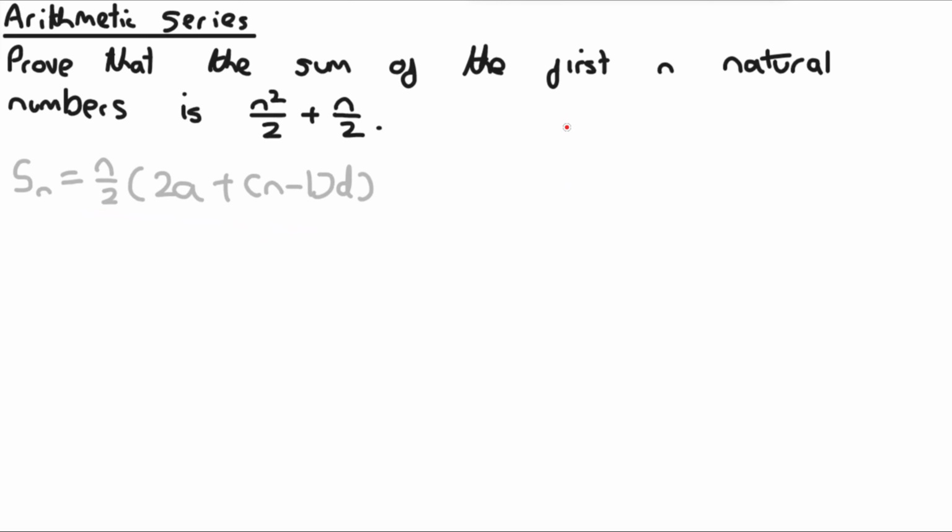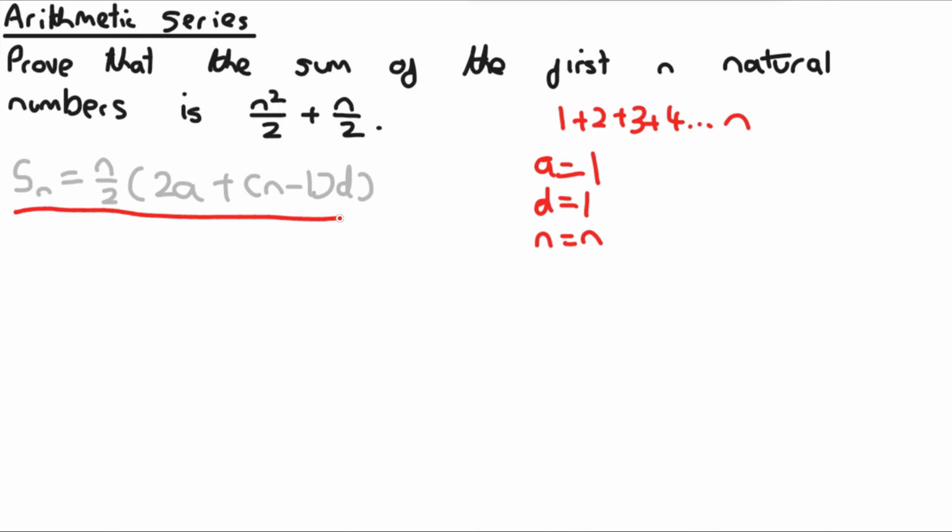So the sequence is the sum of the first n natural numbers, so it's going to be 1 plus 2 plus 3 plus 4. This is going to go on and on up to n, whatever n is for the last natural number. And therefore we can see here that we need to find a, d and n. Well, a is just going to be 1 because the first natural number is 1, and d is also going to be 1 because it goes up by plus 1 each time, and then n is just going to be n because it's the sum of the first n natural numbers, and we can use the value of n in our final answer here.